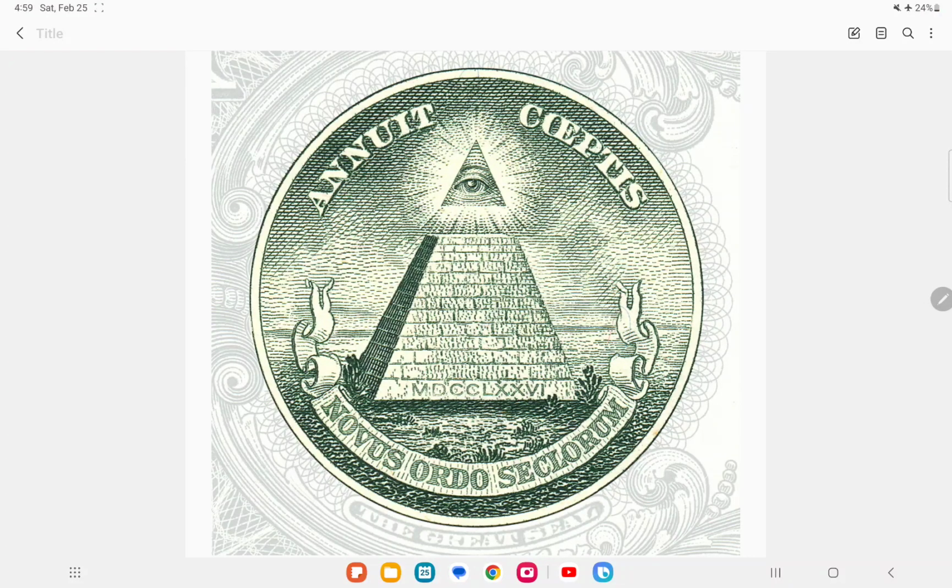Hello, everyone. Let's talk about this sign today. This is an important sign. As you know, it's on the back of every US dollar, the major currency in the world. But most importantly, this is an ancient sign. It comes from the time of the Egyptians. It's been around for thousands of years. So let's look at it in detail.